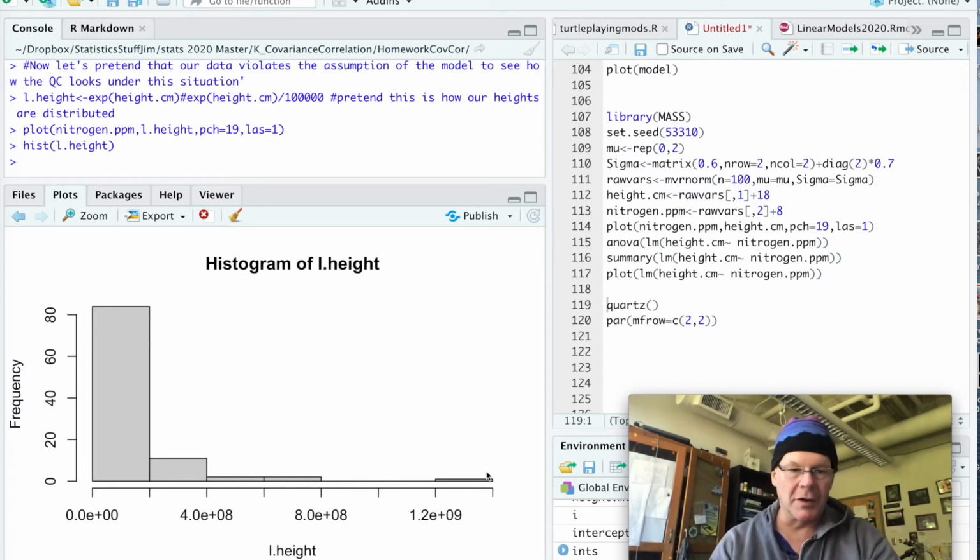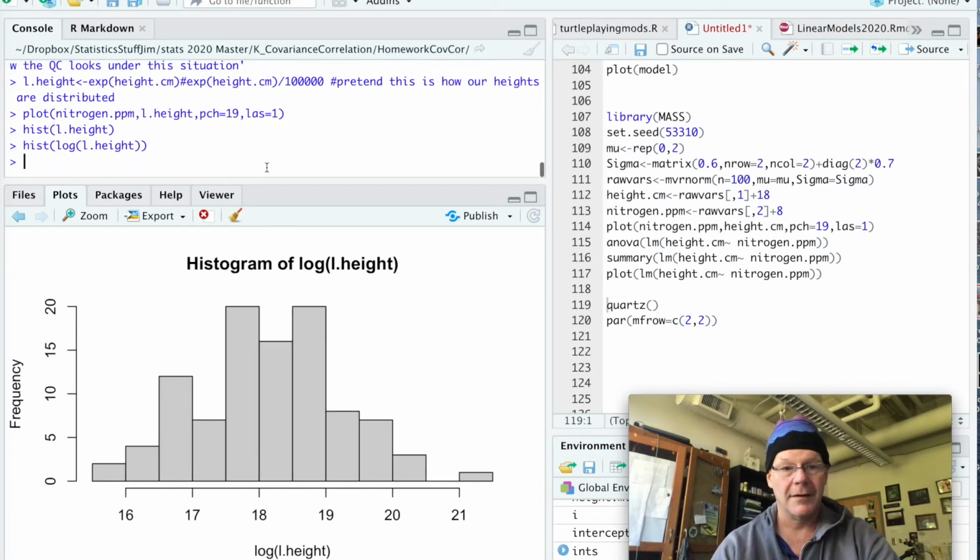And then you could explore some transformations and say, let's take a log transformation. Let's see if that looks better. Yes, that looks a lot better. That looks a lot more normal-ish. So in reality, what we would do at this point is just log transform our height data and then proceed and make a linear model. But for our purposes here, let's pretend that we forgot to do that.